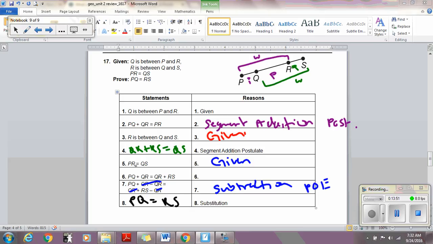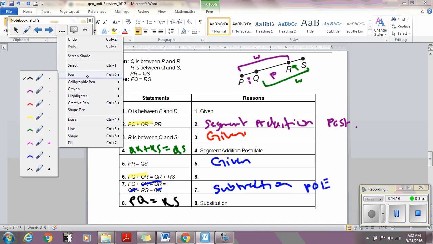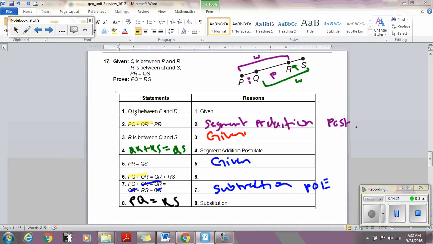In statement 5, we said that we were given PR is equal to QS. We have to go back and tie this statement to statement 2, where we said PQ plus QR is PR. So what we did in statement 5 was replace PQ plus QR for PR. Sorry, let me repeat that. Hold on just a second. So in this statement 2, we have PQ plus QR.